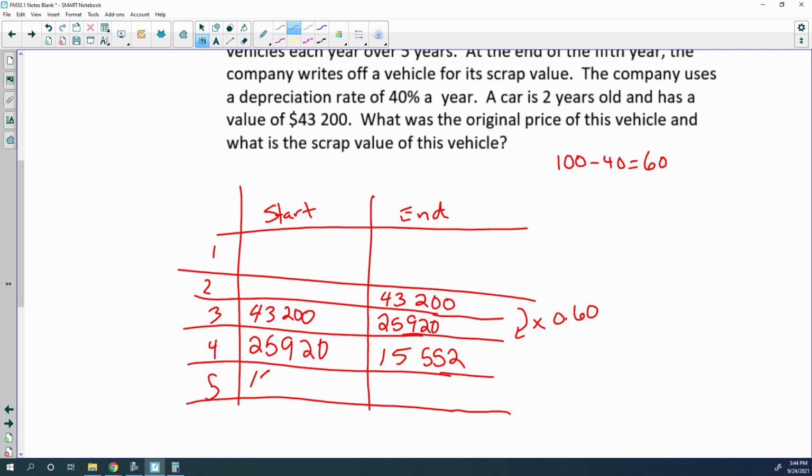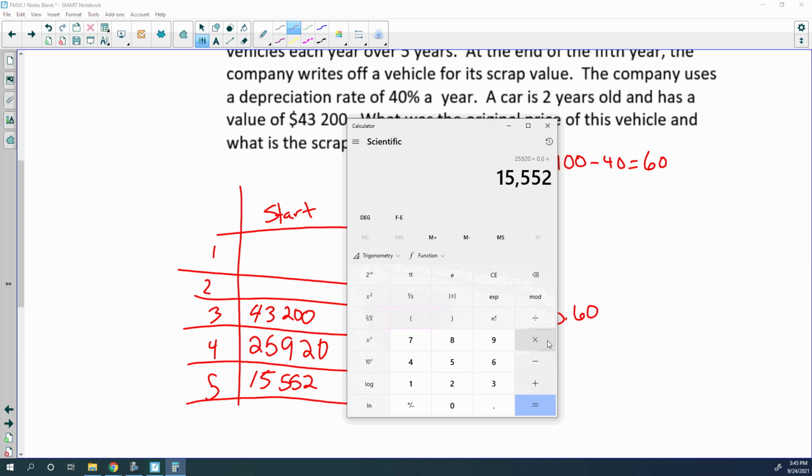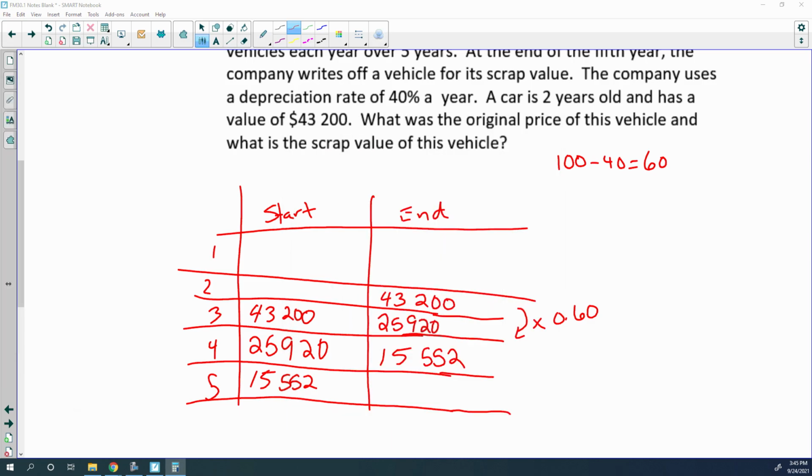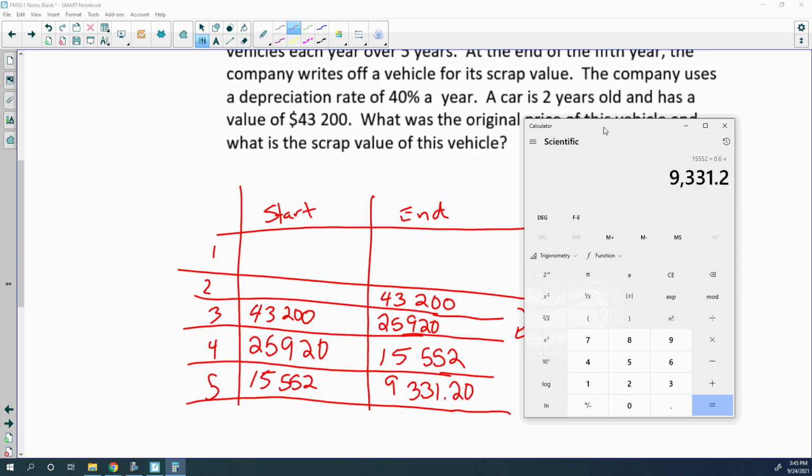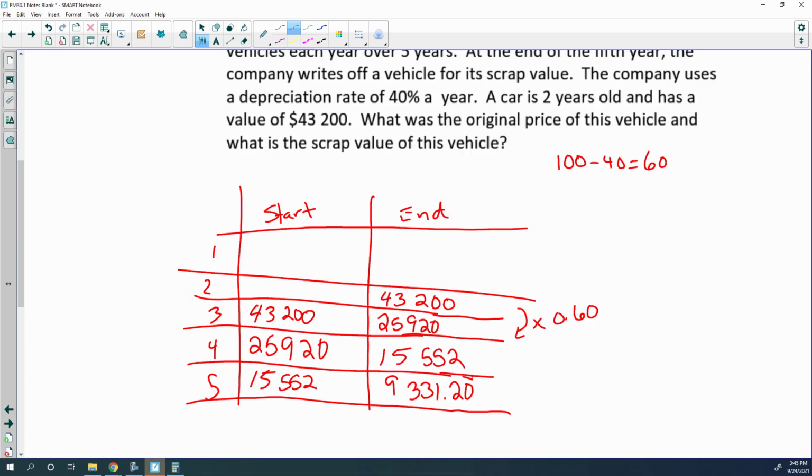And then that would be the beginning of the 5th year, it'll be the same amount. And then take my calculator, times it by the 0.60 again, and we get $9,331.20. So that's going to be one of the values we need here. That is our scrap metal value.